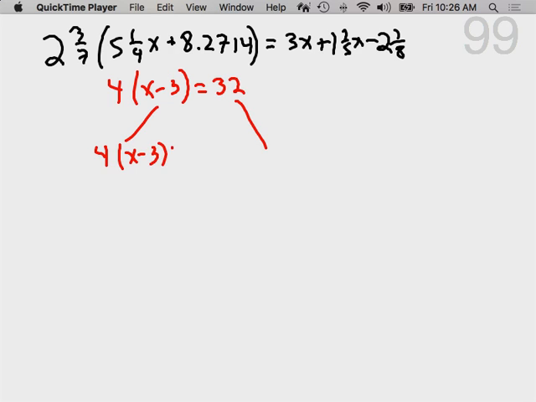We're going to do some work with distributing over the next few days. Distribute, that means multiply the 4 by everything in the package. And I get 4x minus 12 equals 32. That should ring a bell to you guys, right? Yeah. Good. And then again, opposites.